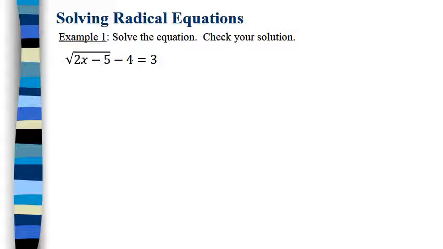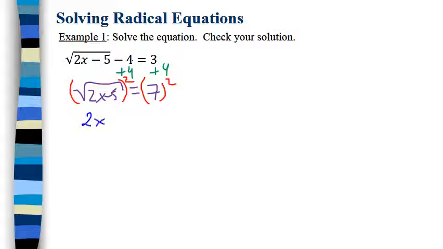Okay, so for this example, step 1 is to get the radical all by itself. So that is, we want anything that's not inside the radical over on the other side. So we're going to add 4 to both sides. And so when we add 4 to both sides, we end up with the square root of 2x minus 5 on the left, and on the right we have 7. And so since the square root is all by itself, we can go ahead and square the square root to undo that. And what we do to the left, we need to do to the right. So now we have 2x minus 5 equals 49.